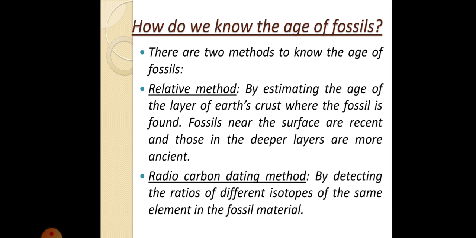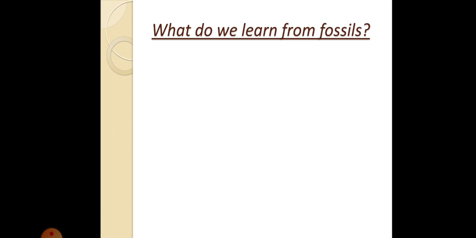The second method is the radiocarbon dating method. This is done with the help of isotopes, basically carbon isotopes. By detecting the ratios of different isotopes of the same element in the fossil material, we can find out the age of the fossil. Now, what do we learn from fossils, or why do we need to study fossils? What is the significance of fossils?